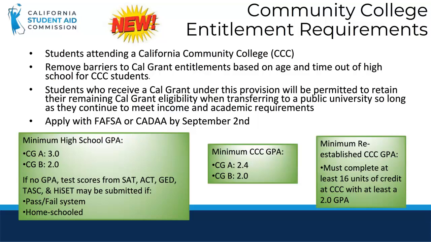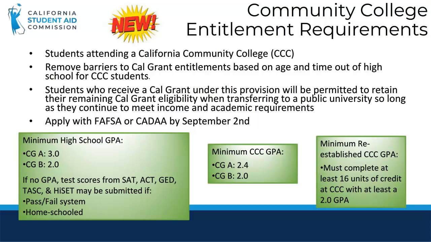As mentioned in the previous slides, changes in the state budget allowed for the expansion of the Community College Entitlement Cal Grant, which removed barriers to the Cal Grant entitlements based on age and time out of high school for California community college students. Students must apply with the FAFSA or DREAM Act application by the September 2nd deadline and must submit a GPA by the September 2nd deadline.